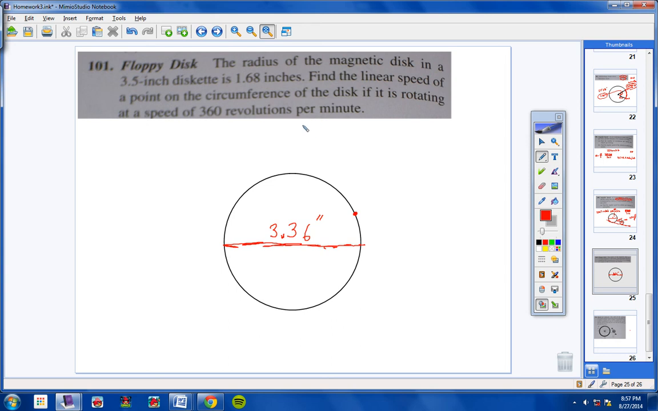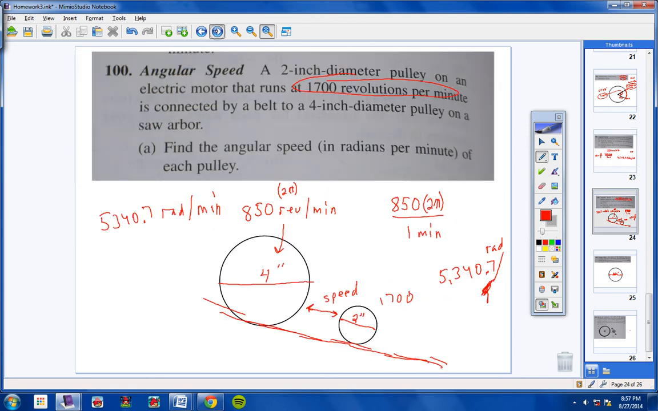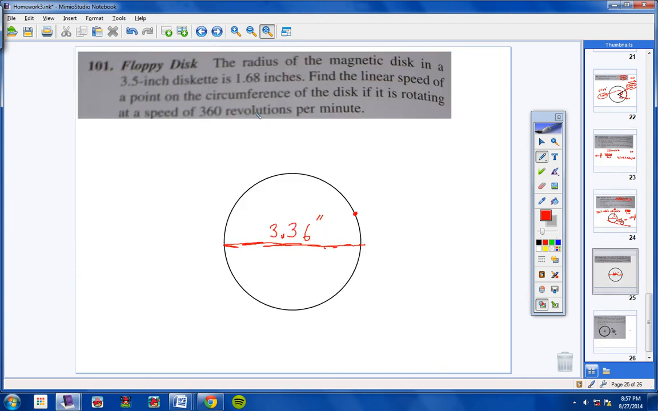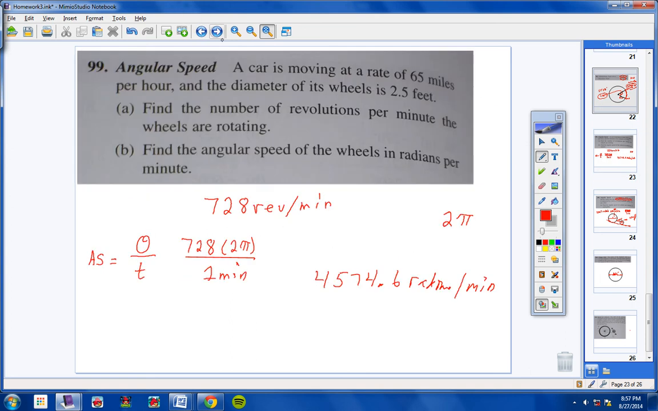Now this really resembles our very first problem, students, right here. When we're converting something from miles per hour to revolutions, or in this case, we're converting it from revolutions to linear speed. Of course, linear speed is miles per hour, feet per hour, whatever. You're going to have to find the circumference like we did back here. The circumference always tells you what one revolution is, and please don't forget that.